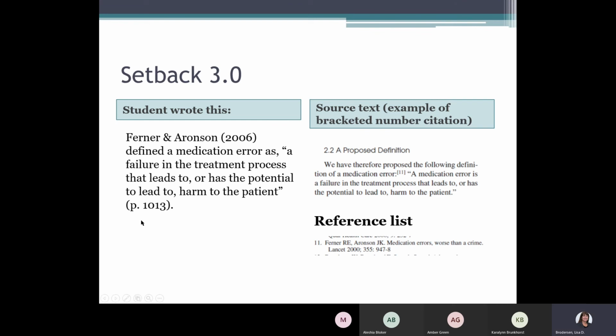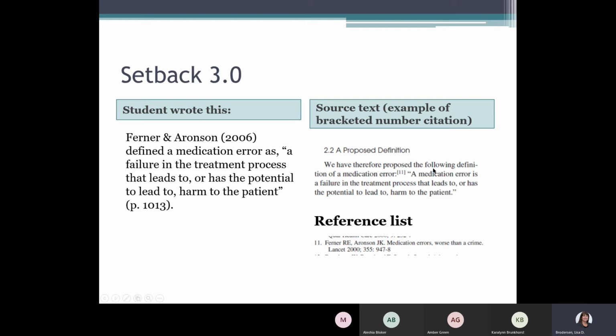Okay, so here's the third setback. This is what the student wrote, Ferner and Aronson. Here's an error right here. We should have an "and" instead of an ampersand. Define a medication error as a failure in the treatment process that leads to or has the potential to lead to harm in the patient. And that's based on the source text here.